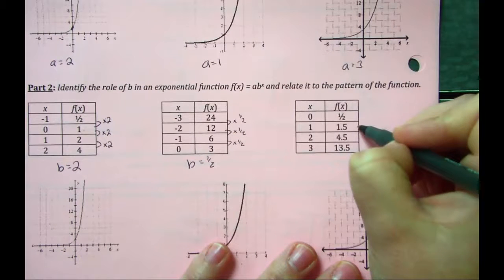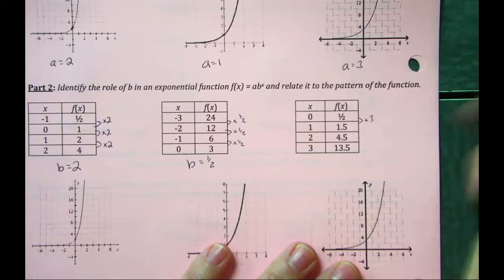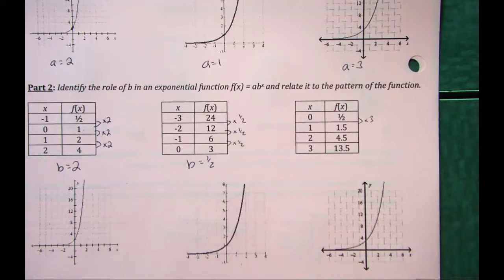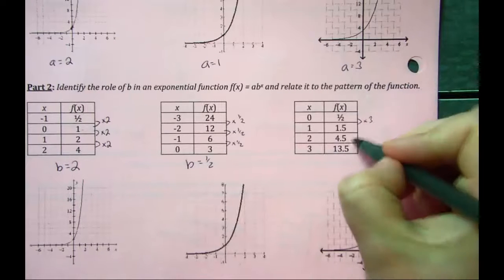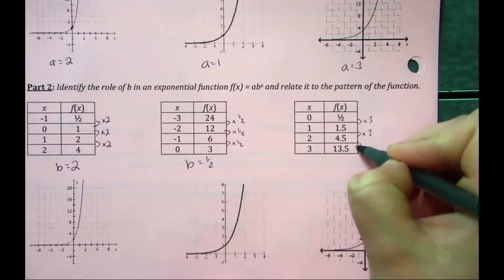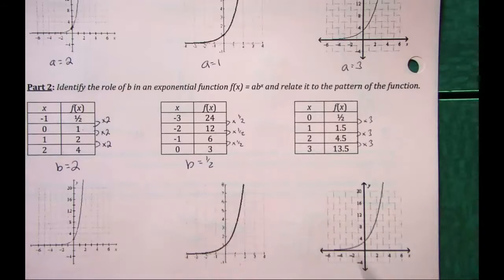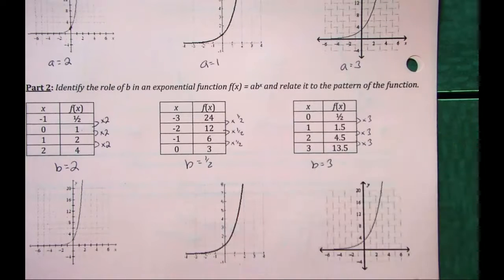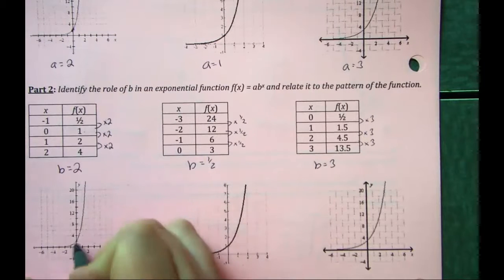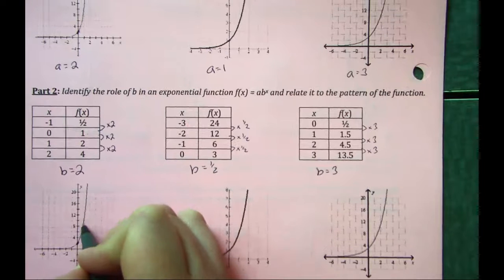Over here, 1.5 divided by a half is actually 3. Okay, there's 3 halves. If you have 1.5 cups of sugar, you're going to have 3 half cups there to make that. 4.5 divided by 1.5 is also 3. And 13.5 divided by 4.5 is 3. So that means that b is 3. So now here, I'm going to take several points.